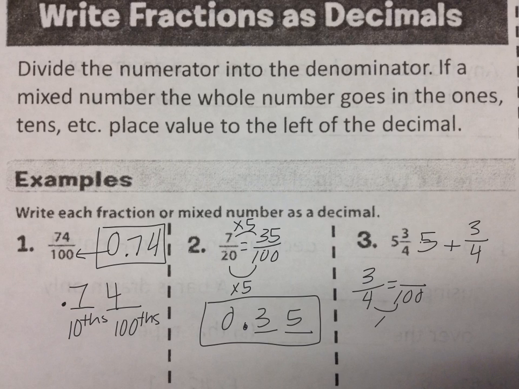So I know that 4 times 25 equals 100. And so if I multiply 25 up here, I'm going to get 75. So I know 75 over 100 is 0.75. Now I don't want to forget about this 5 right over here. So I'm going to make sure that in my final answer I have 5.75.